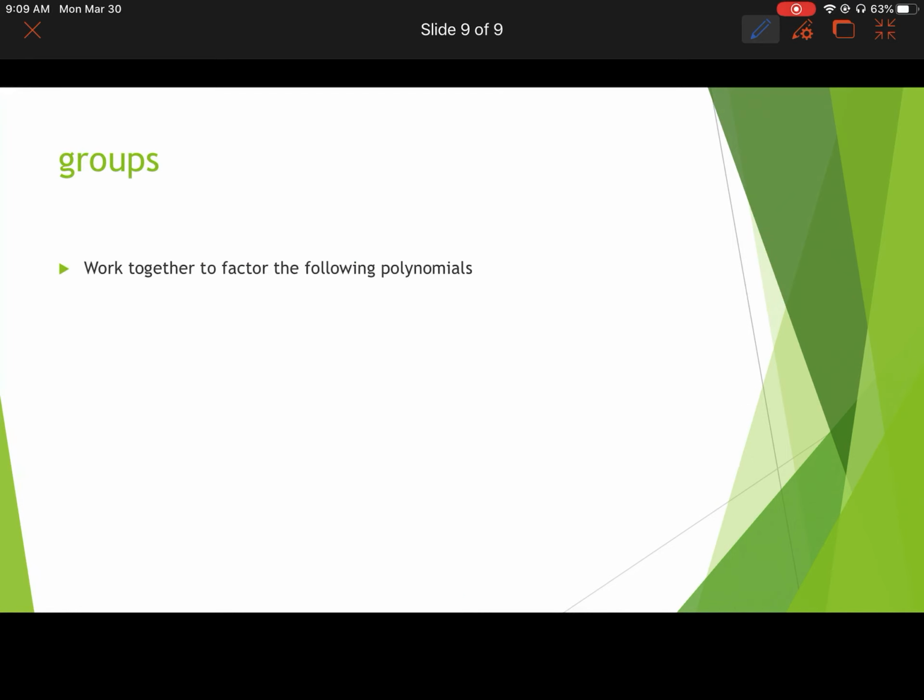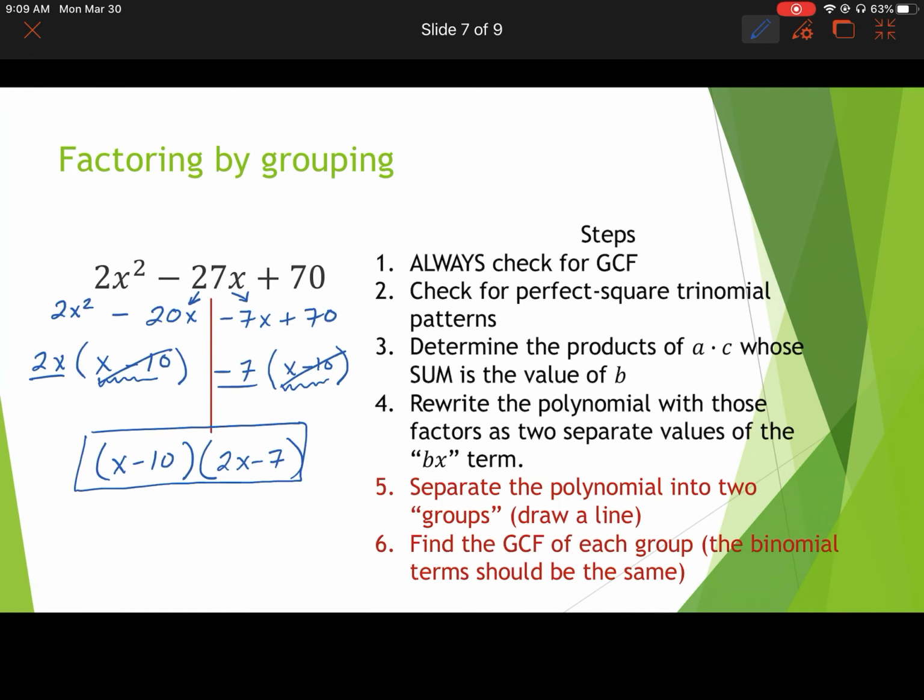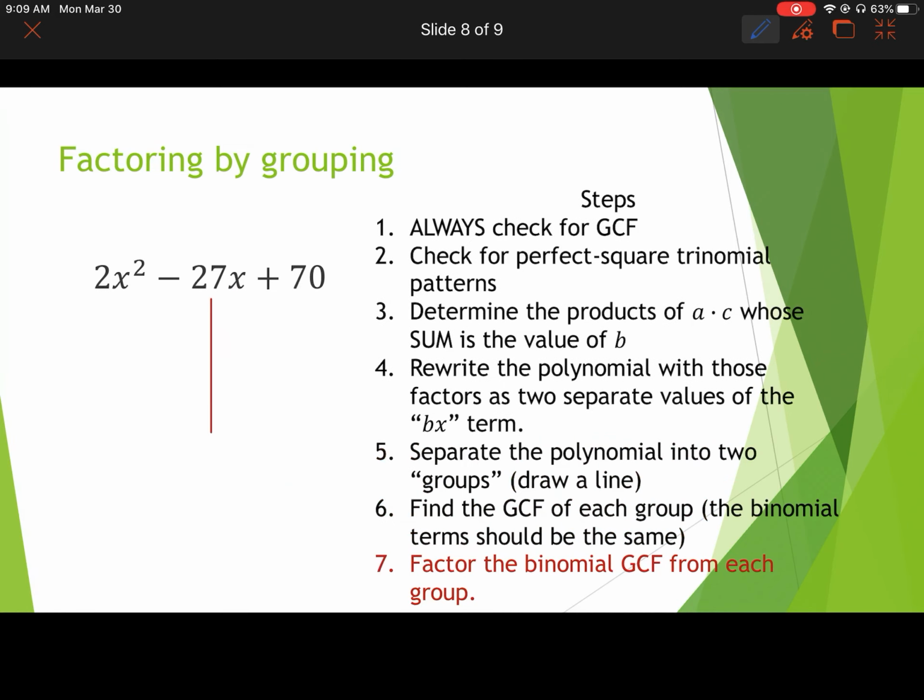That's factoring by grouping. So again, just to recap, always check for your greatest common factor. What that does is it makes the polynomial smaller to deal with, so you're not dealing with these huge numbers when you go to multiply a and c. Look for those perfect square trinomial patterns if you're comfortable with them, because it does make life easier.